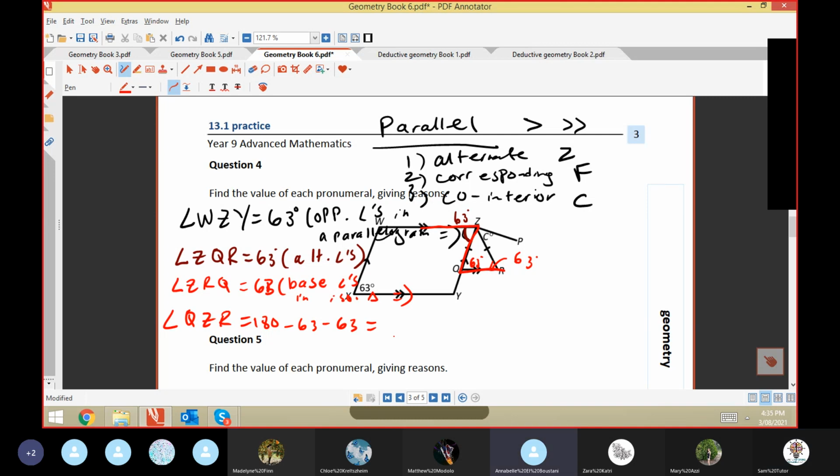And then to find C. Which is 54. Hold on. Yeah, 54 degrees. What's your reason? Angle sum of a triangle. Now, to find C, so that's 54.